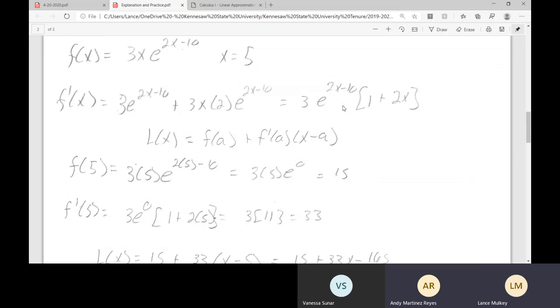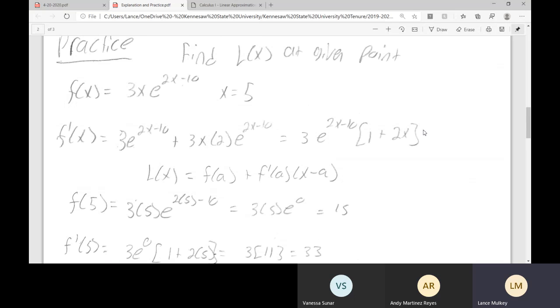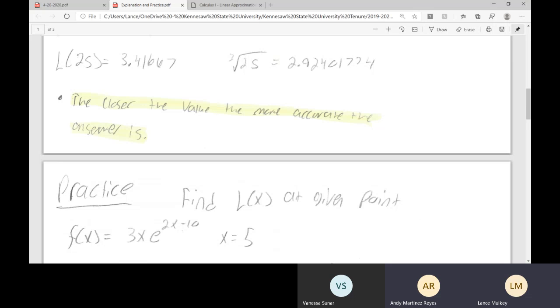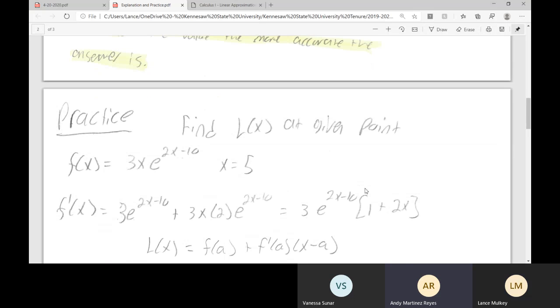The derivative, I simplified it to this: 3e to the 2x minus 10 times 1 plus 2x, because you got to use the product rule for the f prime. Yep. Product rule, because you got a function and a function. Where do you get the 1 though? I just did times 2. Because you get this plus this, and I just pulled out 3e to the 2x minus 10.